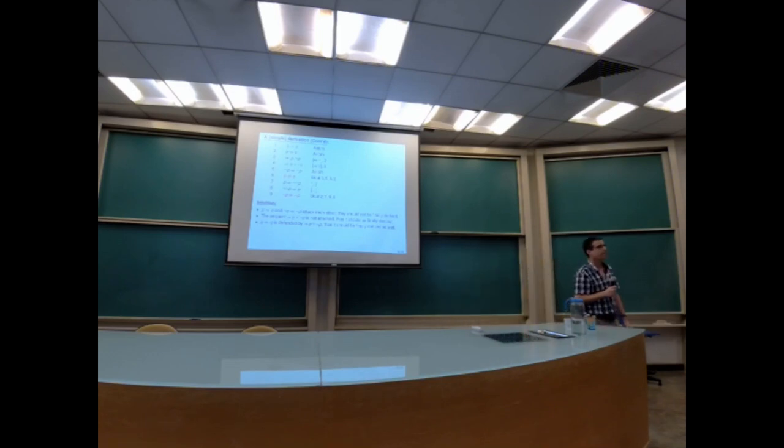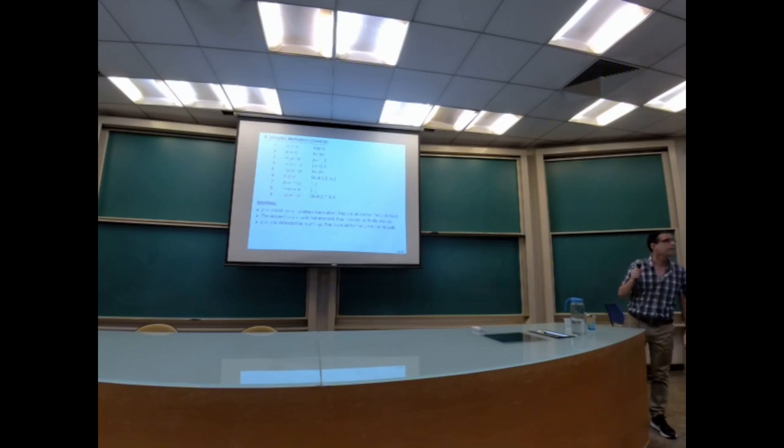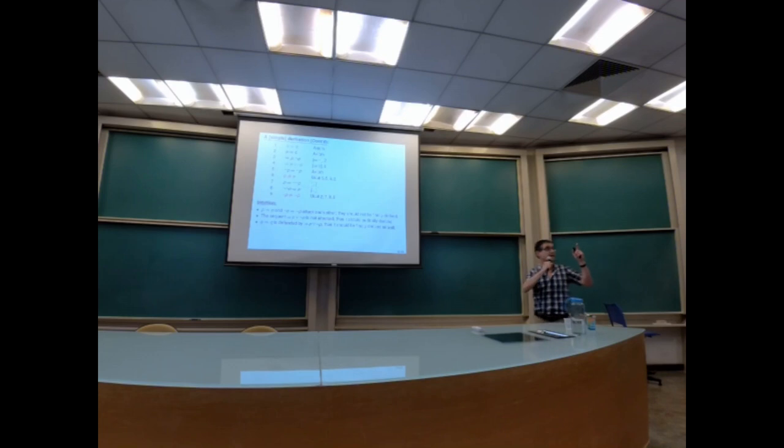Yes? Could not Q double arrow not Q be an axiom, or what? No, because not Q is not part of S. Oh, okay. All the sequences must be based on S, on our set of assumptions. Okay?